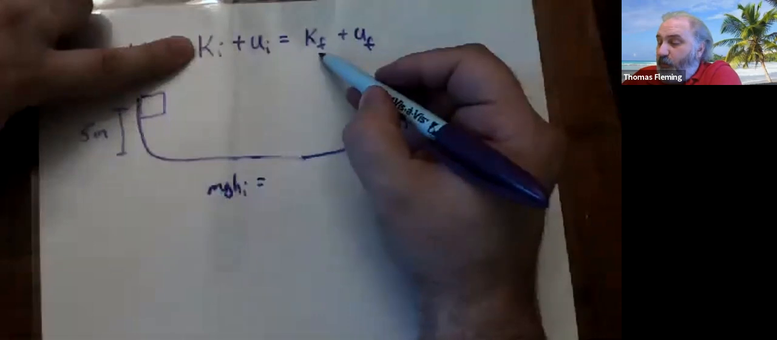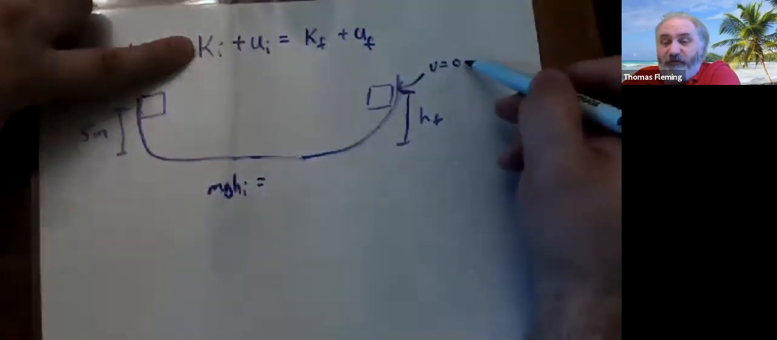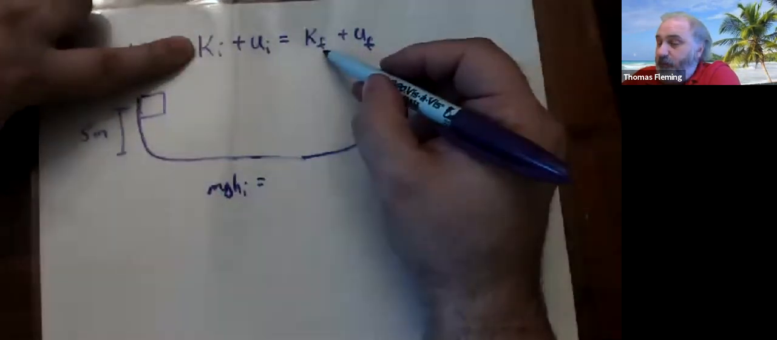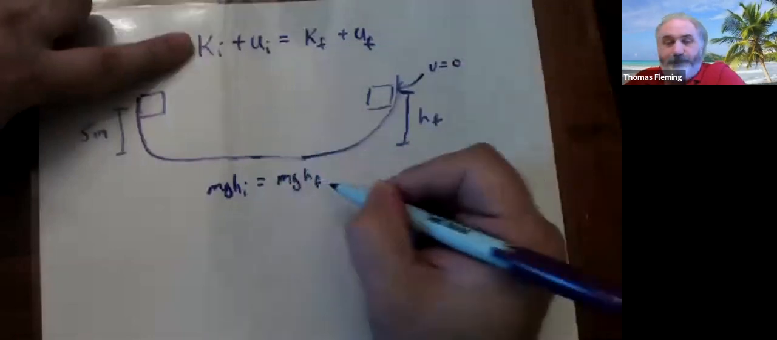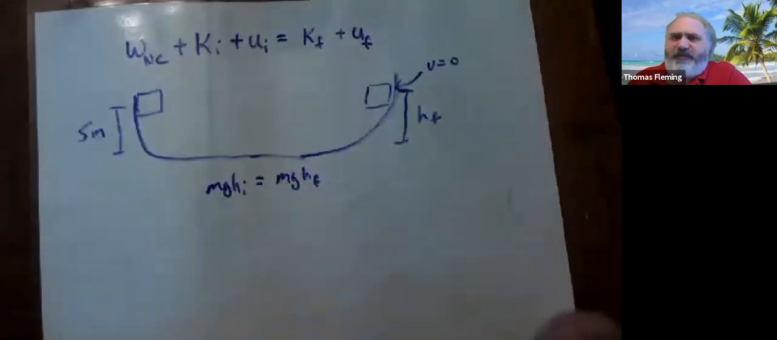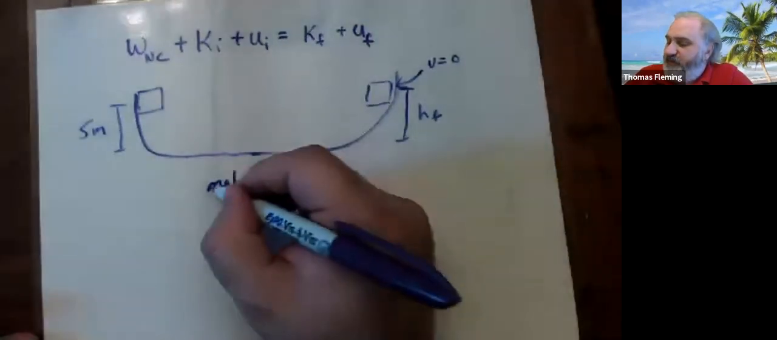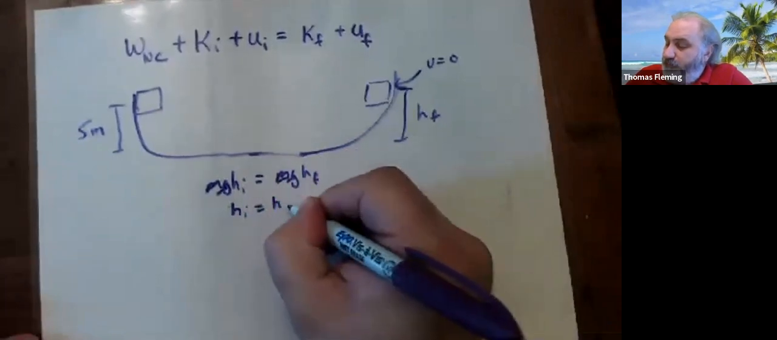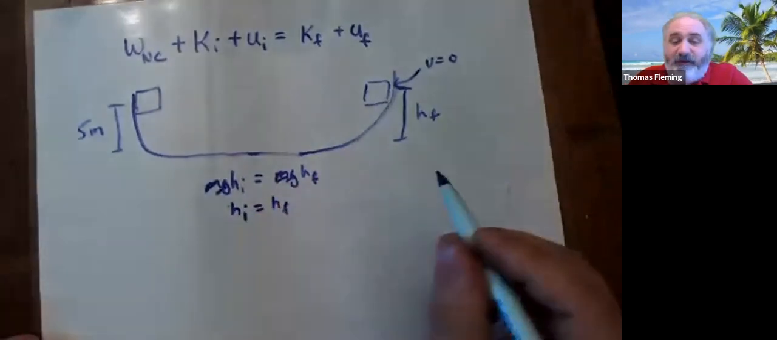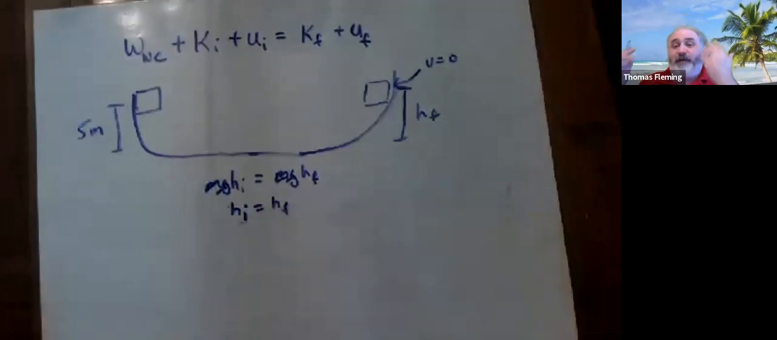K final would equal, well, I'm starting at a velocity of 0 here, so that would be 0, plus this would be mgh final. And this is like the easiest problem to solve ever because the m's and the g's cancel. So if there were no friction, I'd expect H final to be the same as H initial, which again makes sense.